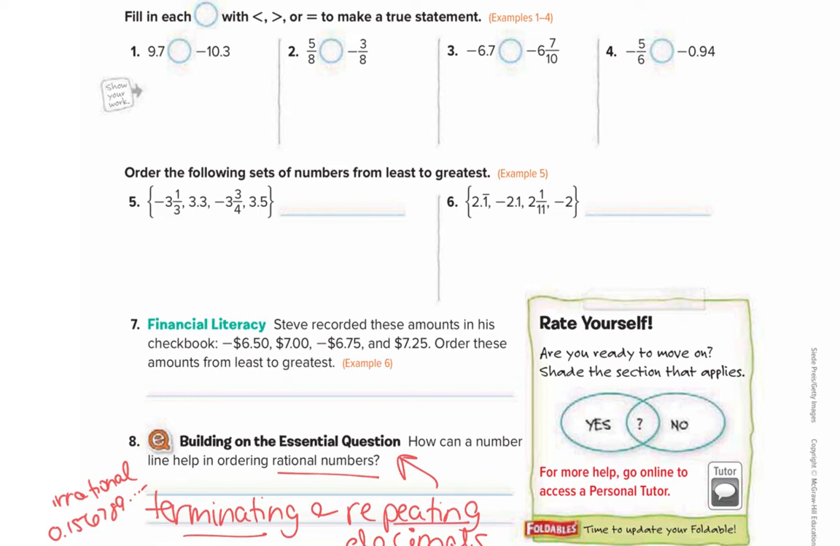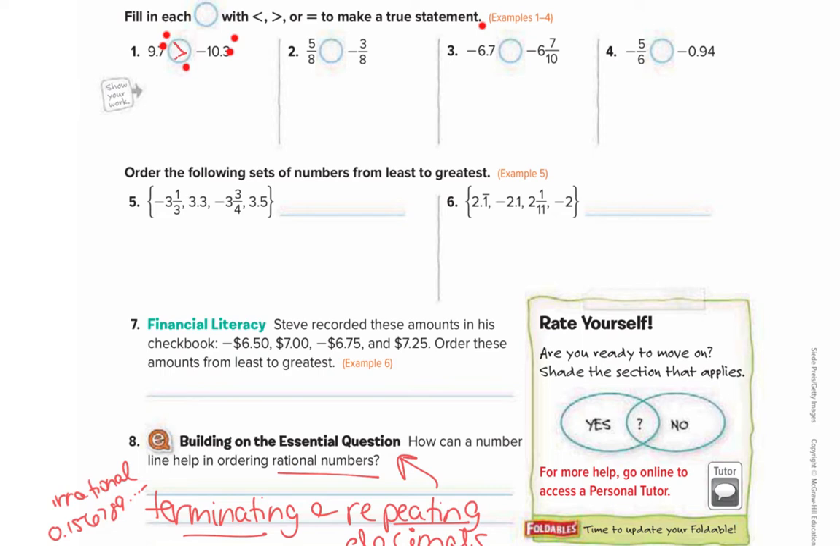So the directions say, fill in each circle with less than, greater than, or equal to make a true statement. Number 1, 9.7 is what to negative 10.3? Because 9.7 is positive, positive numbers are always greater than negative numbers. So we would put the greater than symbol.